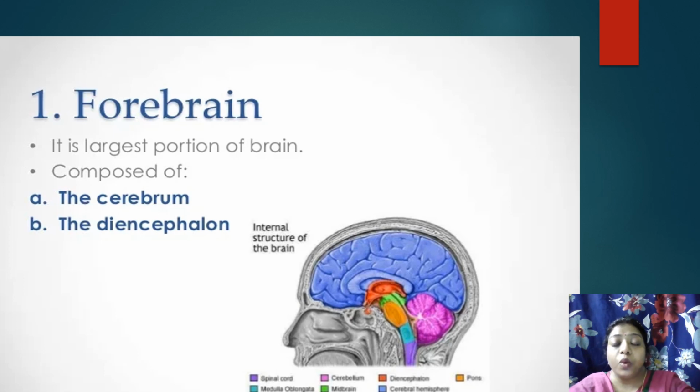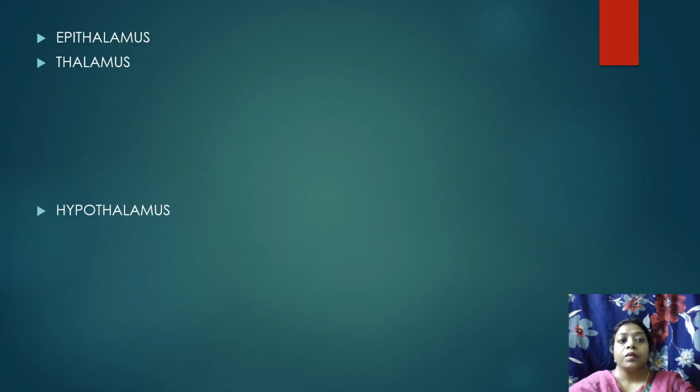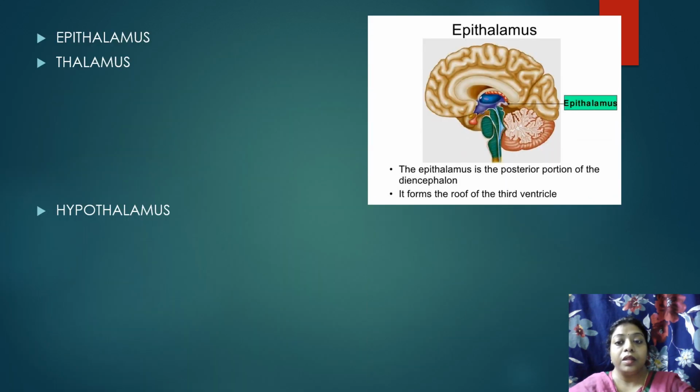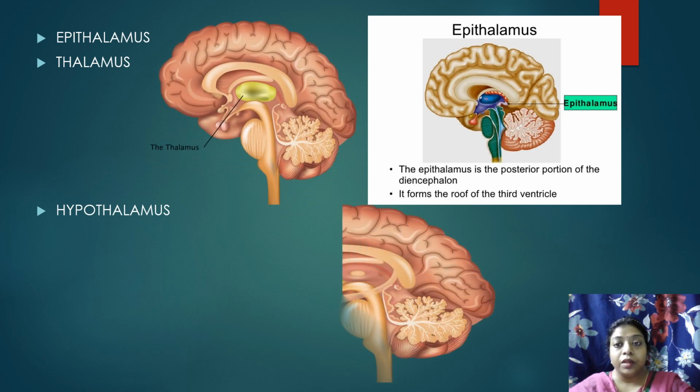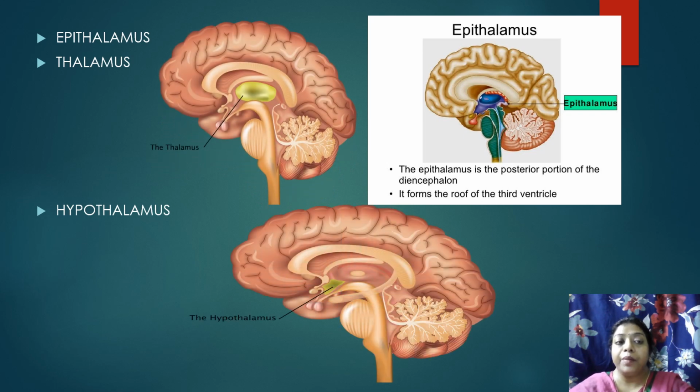The autonomic nervous system regulates various movements in our body. It regulates the heart, it regulates the digestion, it is also able to produce the digestive juices, and it also helps in the respiratory process. So these are the functions of the diencephalon, especially the autonomic nervous system. The diencephalon can again be divided under three heads: the epithalamus, the thalamus, and the hypothalamus.